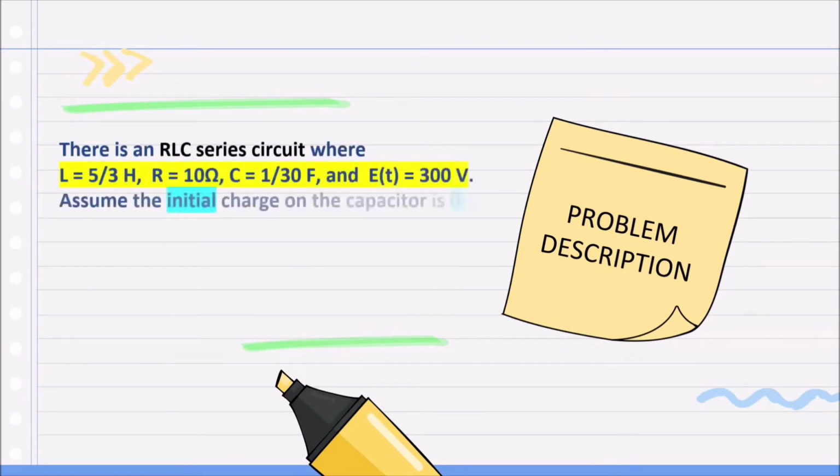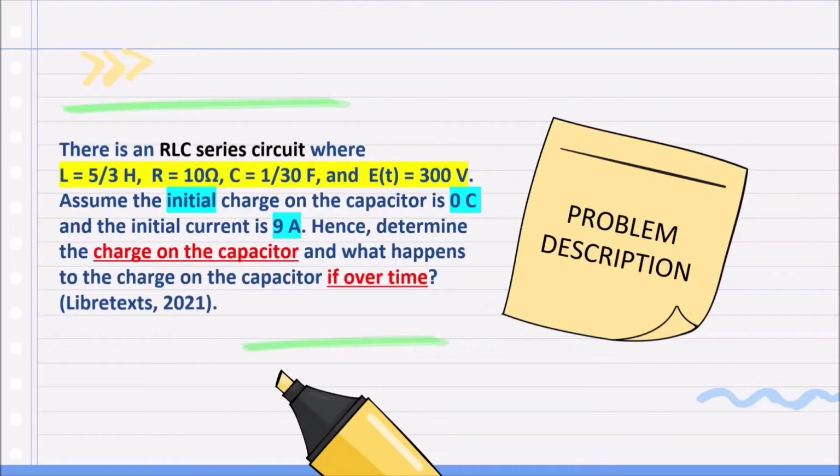Our problem is about an RLC series circuit. Values of inductance, resistance, capacitance, and electromotive force, known as the voltage of the source, are given, and also the values of the initial charge on the capacitor and the initial current. We need to find the equation of the charge on the capacitor and its charge over time.